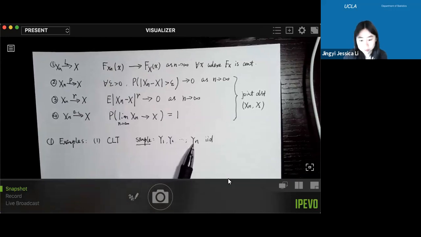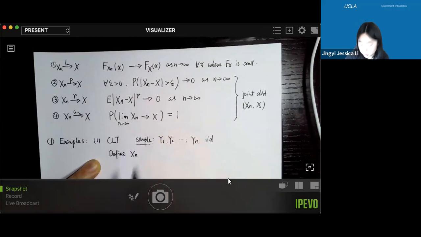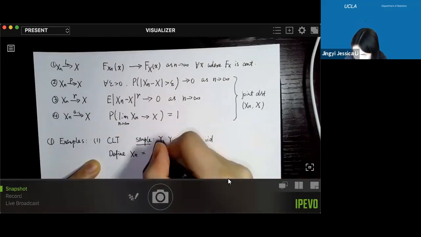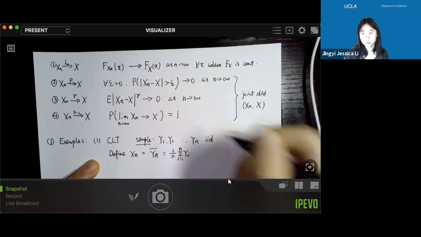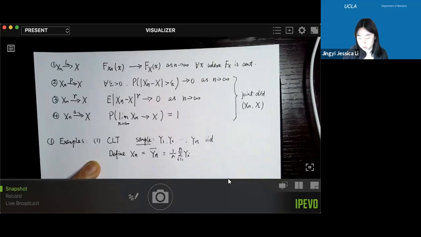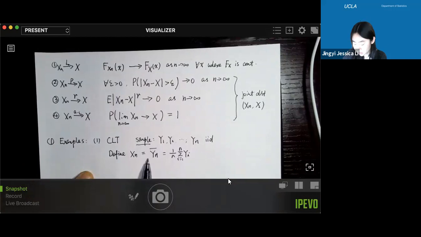So given this IID sample, we can define Xn, the notation we use here, as the average of my sample. I define it as Y_n bar, which is the average. Okay, and what we are talking about with this convergence is: given a sample of size n, we compute its average, and we call it Xn. Then as my sample size grows, I get more and more data points or observations, so my corresponding Xn, the index n, will also grow. And then here in the central limit theorem, I'm just talking about the distribution of this sample average as n goes to infinity.